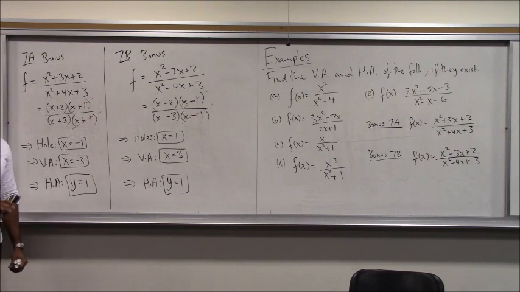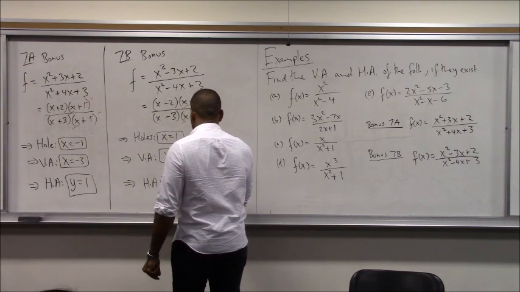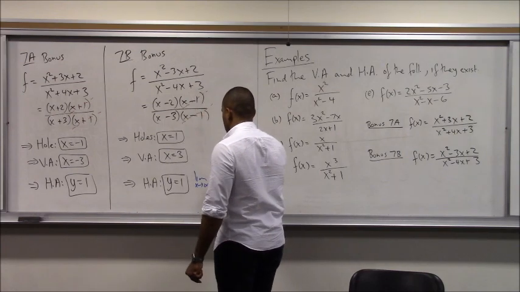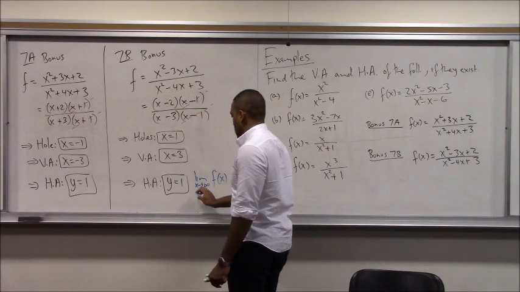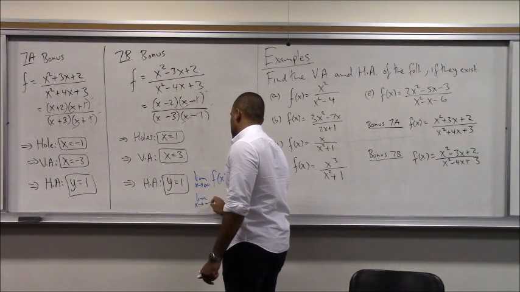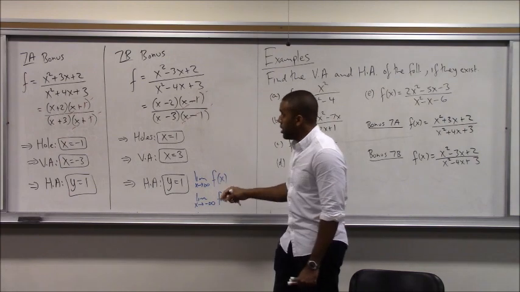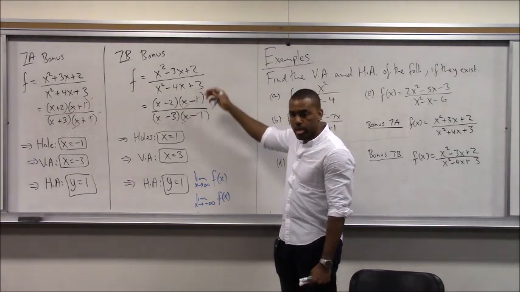Pretty much it. Any questions on this? How do you find a horizontal asymptote? You find the limit as x goes to infinity of the function. And technically, to be a purist, you find both as you approach positive and negative infinity. For rational functions, you'll always get the same answer.